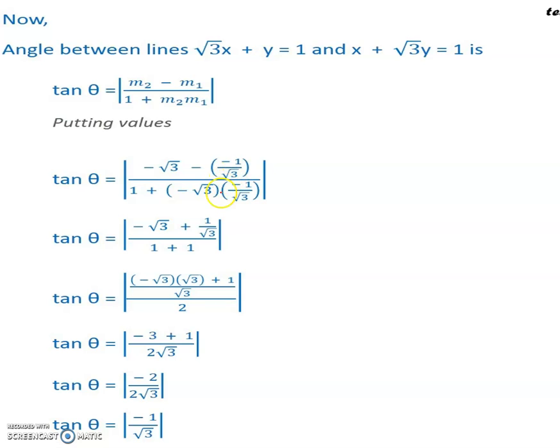Here we have to take the cross multiplication, root 3 into root 3. So minus root 3 into root 3, minus minus plus 1. Now minus 3 plus 1 upon 2 root 3, minus 2 upon 2 root 3, 2 gets cancelled. Final answer minus 1 upon root 3. Tan theta is equal to minus 1 upon root 3.